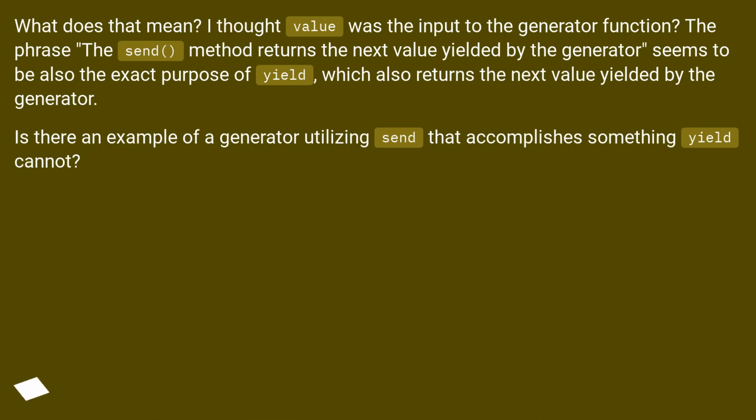What does that mean? I thought value was the input to the generator function? The phrase "the send method returns the next value yielded by the generator" seems to be also the exact purpose of yield, which also returns the next value yielded by the generator. Is there an example of a generator utilizing send that accomplishes something yield cannot?